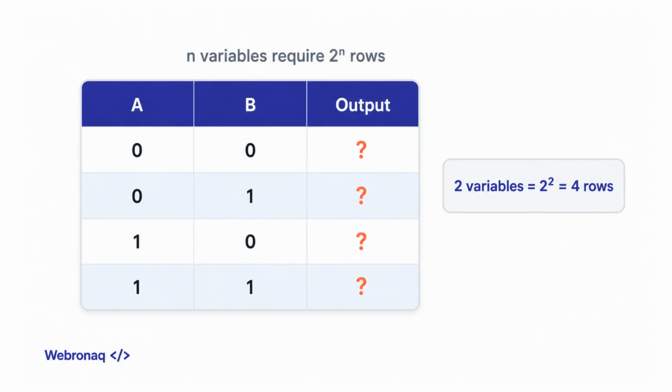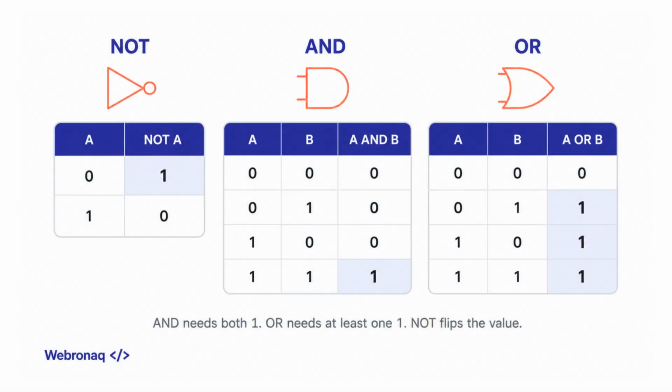2 variables give you 4 rows. 3 variables give you 8 rows. 4 variables give 16 rows, and so on. This guarantees that every possible scenario is covered. No input combination is missed. With that structure in place, let us now look at the 3 core logical operators and fill in those output columns. Now, let us walk through each operator one at a time.